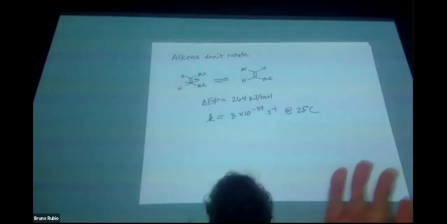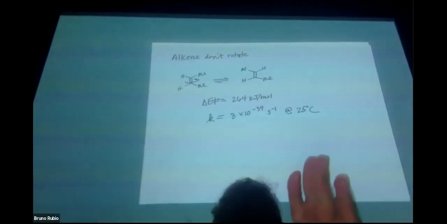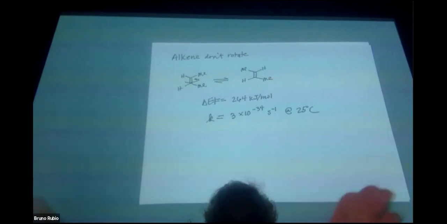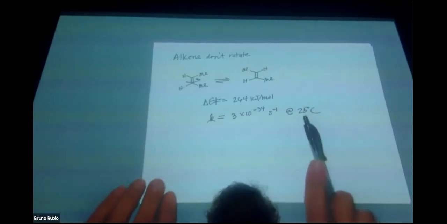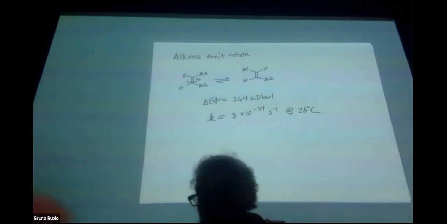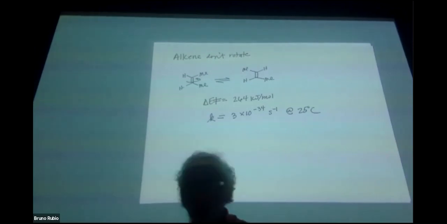So this is a tiny, tiny, tiny number. In other words, the carbon-carbon double bond does not rotate at room temperature, or really any other temperature that we're most interested in. The alkene is configurationally and conformationally stable, right? So single bonds rotate, and single bonds rotate very fast, double bonds don't.